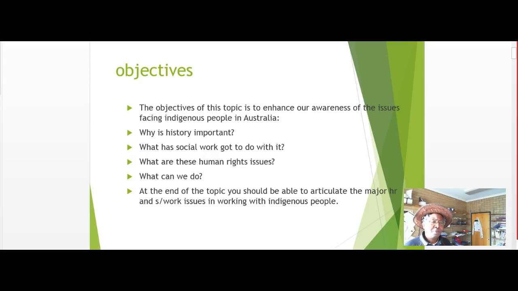And most importantly, we'll be asking ourselves, what are these human rights issues that are of particular importance to Indigenous people? And again, importantly, to ask ourselves, what can we do? What role have we got in this? And hopefully at the end of this topic we should be able to articulate the major human rights and social work issues that are involved in working with indigenous people.